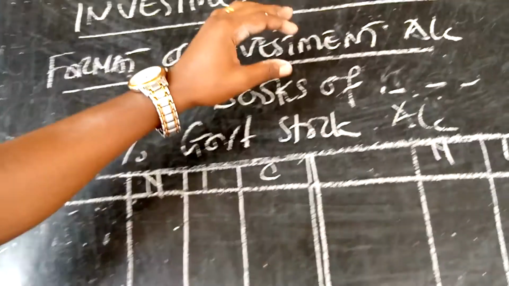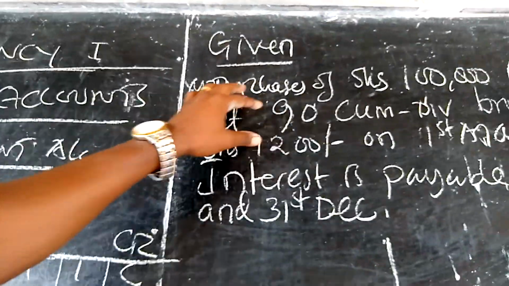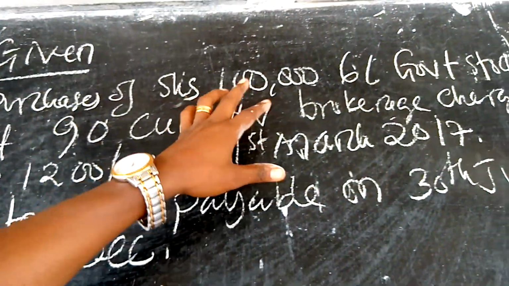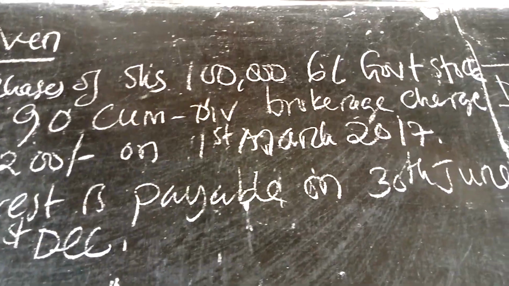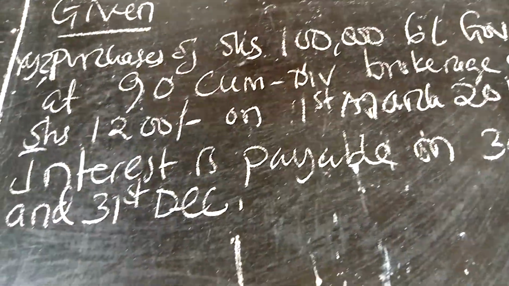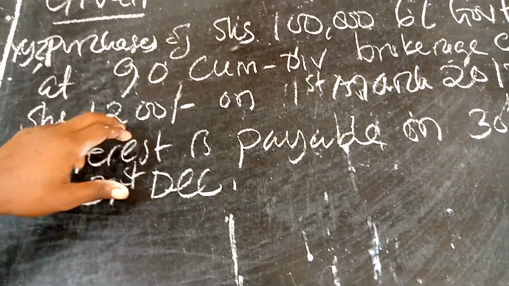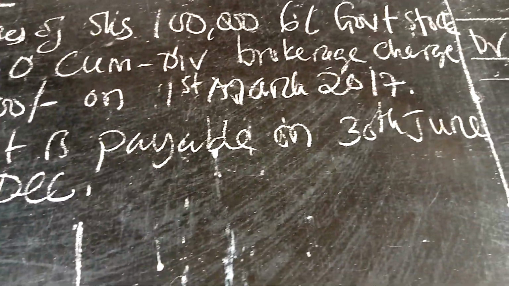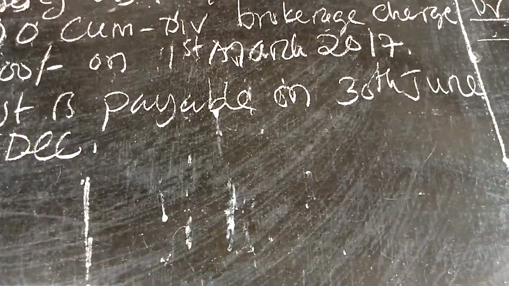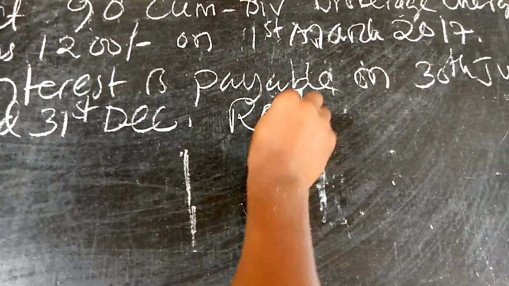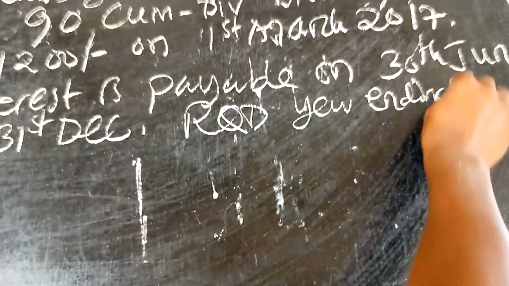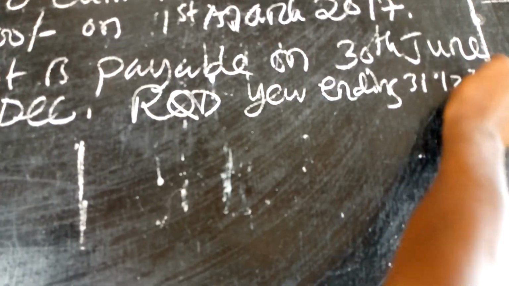So let us have this example here. XYZ purchased shilling 100,000, a 6% government stock at 90 CUM DIV. Brokerage charge of shilling 1,200 on 1st March 2017. Interest is payable on 30th June and 31st December. The requirement is to prepare for the year ending 31st December 2017.